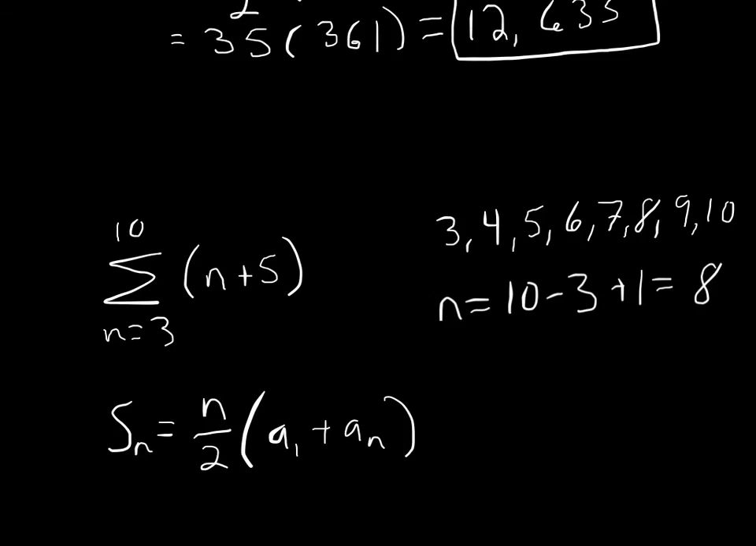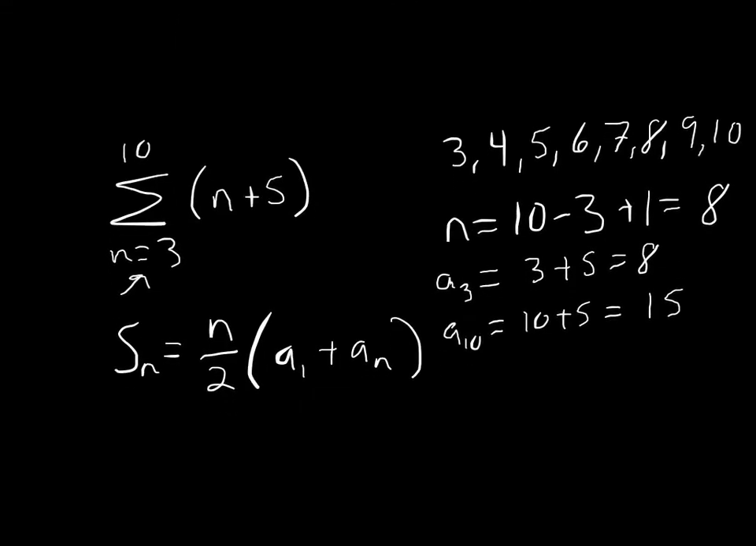So now we need to find the first term. Well, I'm sorry, oops, a sub 1 is not the first term. The lower limit, notice, is 3, so the first term would be a sub 3. And the last term is going to be the upper limit. So I'm going to plug in 3 into n, and I'll get 8. And then the last one is going to be 10, so 10 plus 5 is 15. And now I have the 3 variables to solve it.